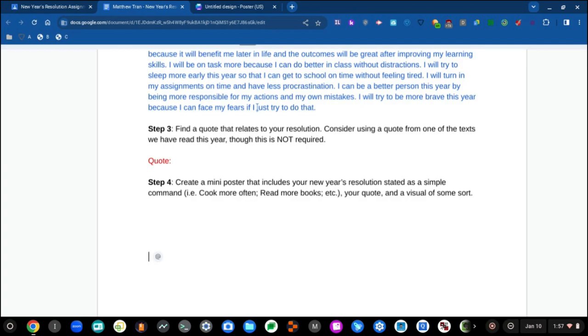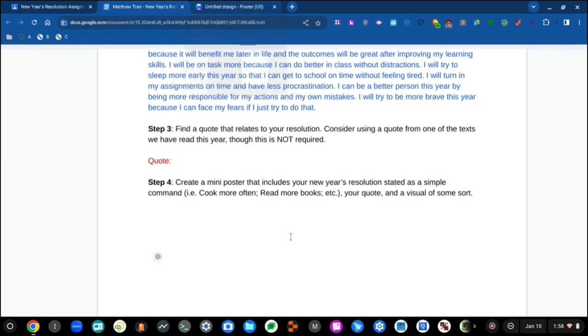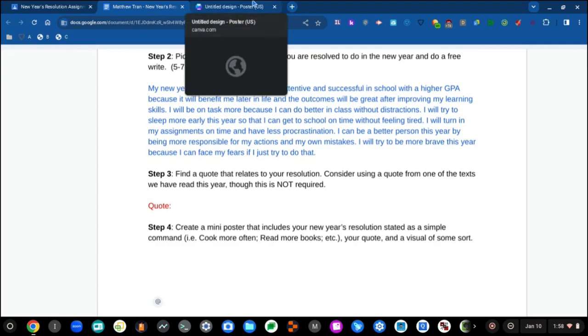So there's a few ways you can do it. You can use the app Canva that we used to make the graphics in career development. All you need is a picture that goes along with it. You're going to use the resolution that you already stated in step two, and then add the quote that you already picked for step three. You can use Canva, or if you don't like using the computer program, you can draw it on a piece of paper.